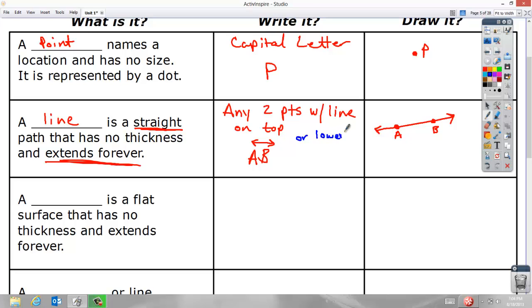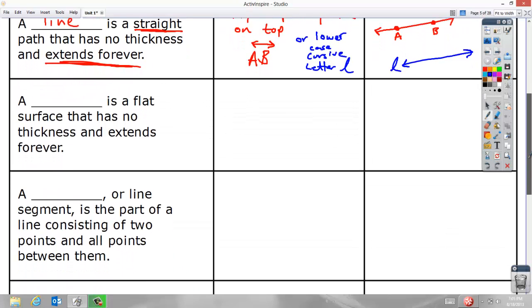Okay, another way that you may see a line is a lowercase cursive letter. Okay, so like this. That's a lowercase l. So I have a line here. I don't have any points visible on it. I just have a little L out here. This is line L. So either one of these two, either one is fine.